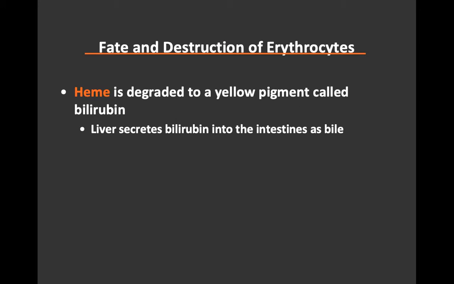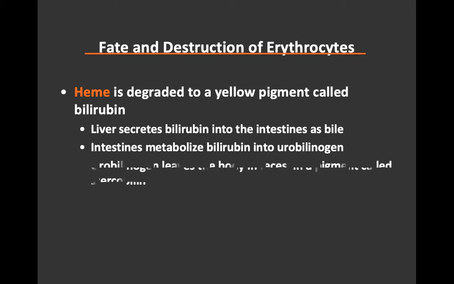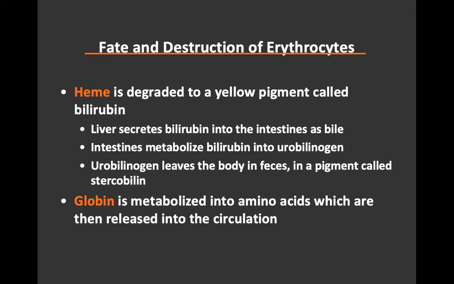And so the liver turns it into bilirubin, and then bilirubin goes into the bile, and then from the liver, it's put into the gallbladder, from the gallbladder into the small intestine. And the intestines then take that bilirubin and they turn it or metabolize it into urobilinogen. And then that leaves the body in feces. And it is in a pigment called stercobilin, which is kind of that brownish color, which is why the feces is the color that it is.